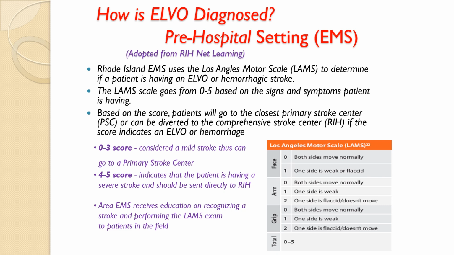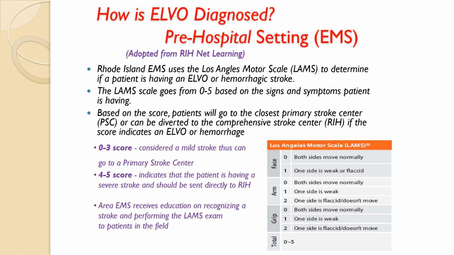The LAMS scale goes from 0 to 5 based on the signs and symptoms the patient is having. Remember, this is pre-hospital. This is out in the field. So based on the score, patients will go to the closest primary stroke center or can be diverted to a comprehensive stroke center like Rhode Island Hospital if the score indicates an ELVO or hemorrhage. So if you look at the scale itself, a 0 would be both sides move normally, a 1 would be one side is weak or flaccid, right?